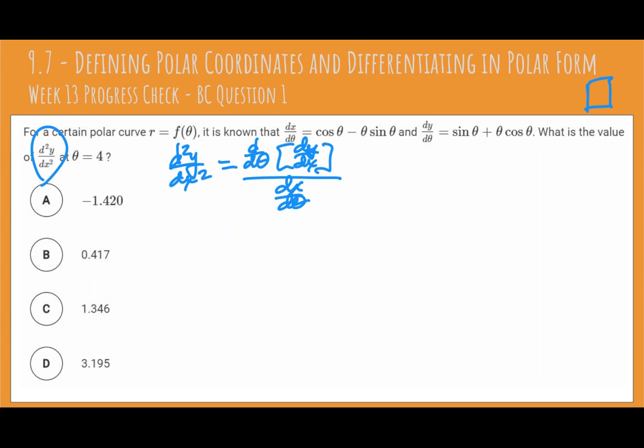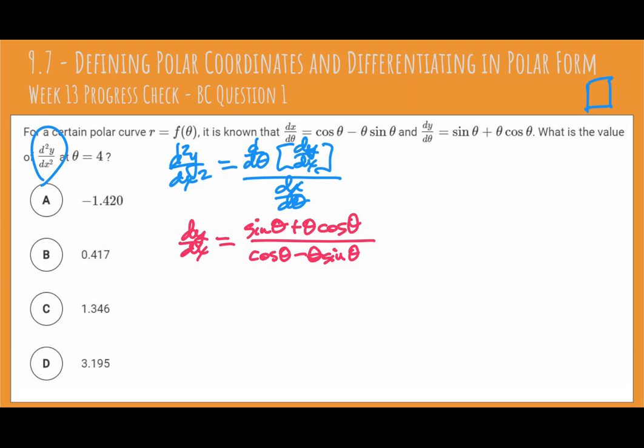So first of all, dy/dx is going to be given by dy/d theta divided by dx/d theta. So let me get that on here. dy/dx is equal to dy/d theta, which is sine of theta plus theta cosine of theta, divided by dx/d theta. So cosine of theta minus theta sine of theta. Okay, so that's our first derivative.